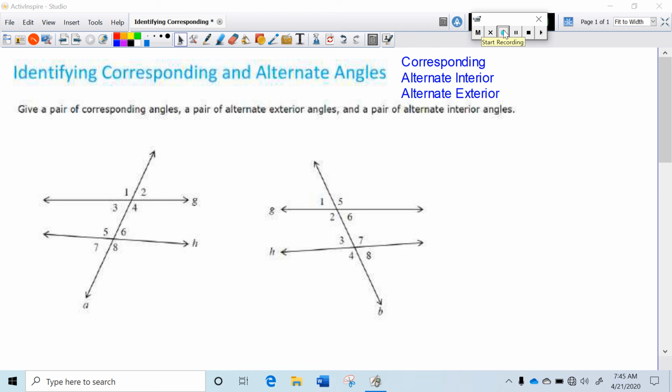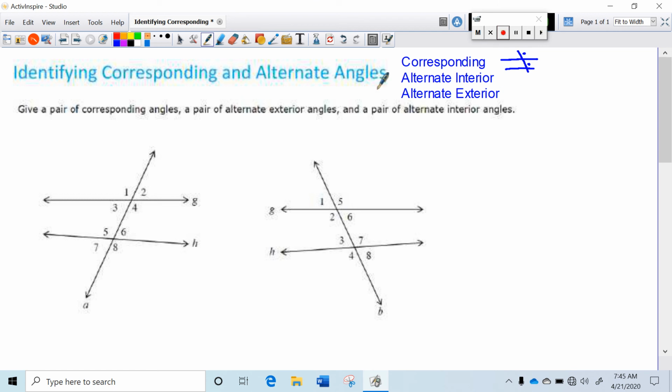Okay, to identify corresponding and alternate angles, there are two types of alternate angles and then the corresponding. The corresponding angles are angles that are on the same side of the parallel lines and the same side of the transversal. The transversal cuts the parallel lines. So in other words, right top and right top, those would be corresponding. Or you could have left top, right bottom, left bottom, left bottom.